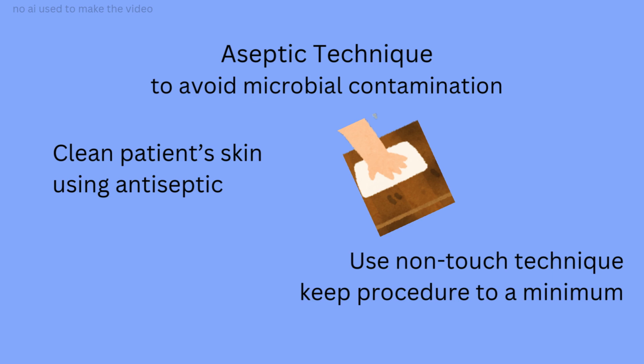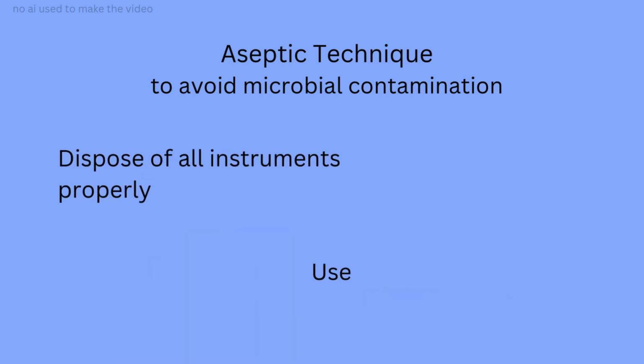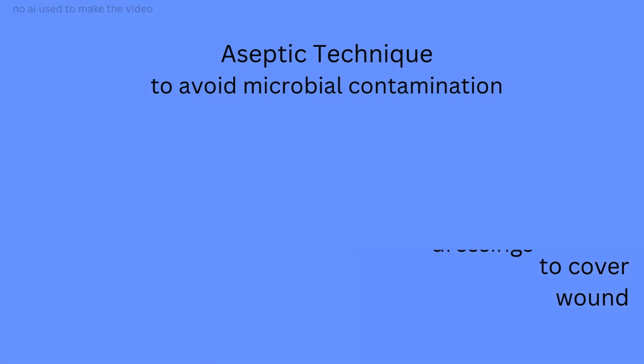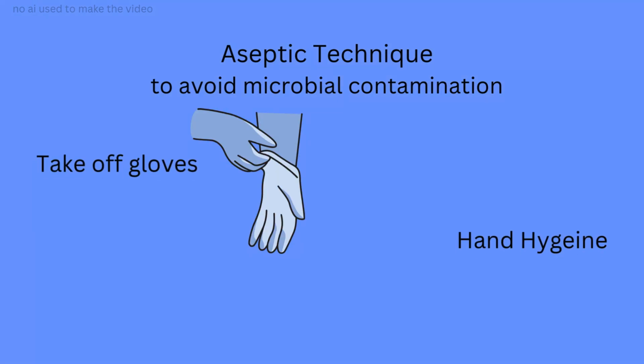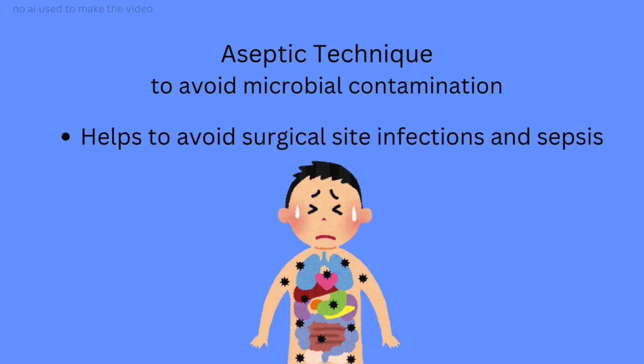the patient's skin or wound. Let them dry and use the non-touch technique. Try to keep the procedure minimal to avoid any contamination risk, and dispose of all the instruments into puncture-proof baskets. Use sterile dressings to cover the wounds after cleaning the wound of the patient, and then properly take the gloves off and perform hand hygiene. All of these aseptic procedures help to avoid surgical site infections and sepsis.